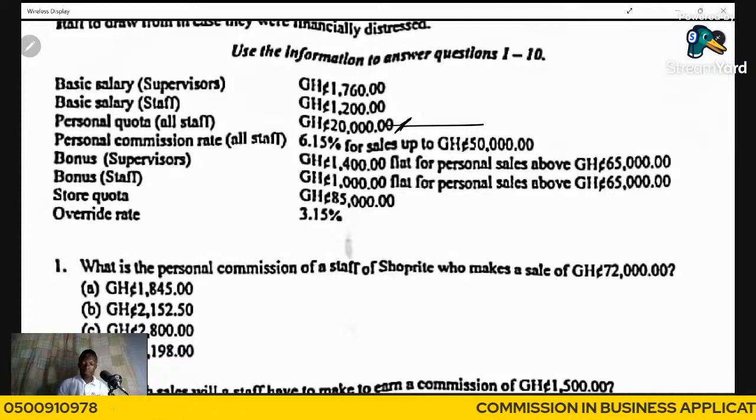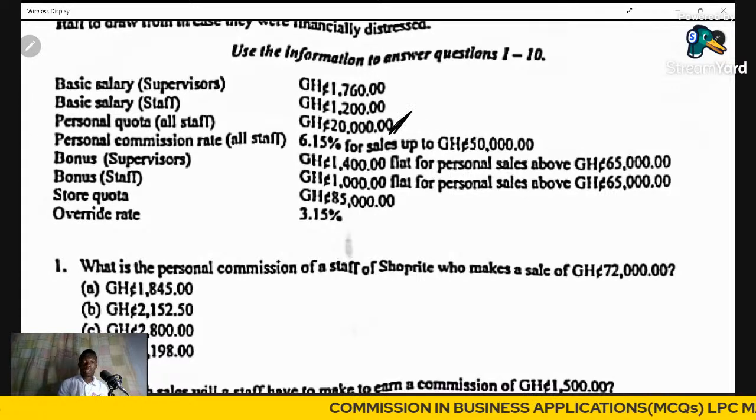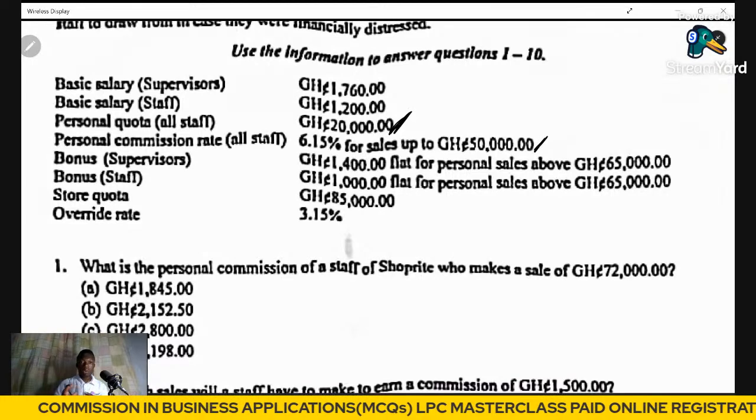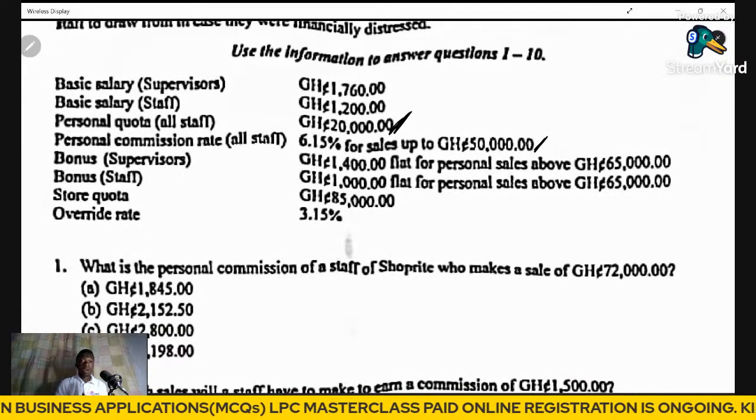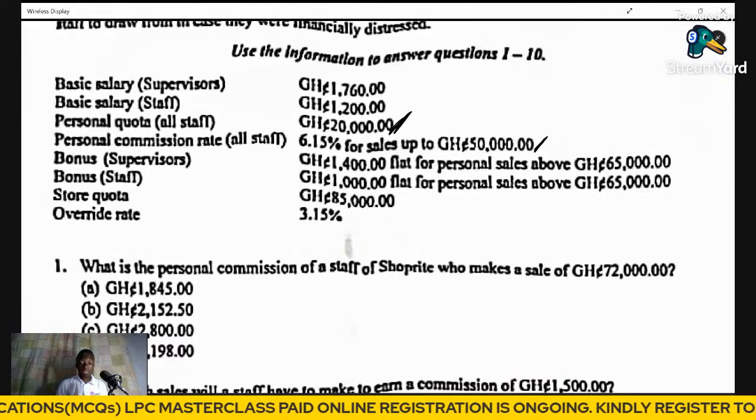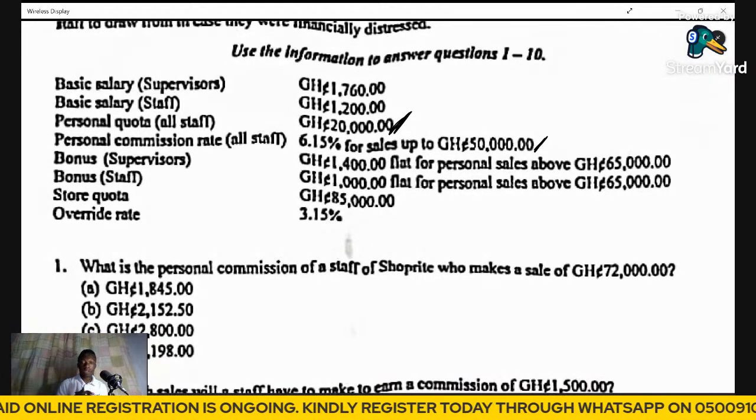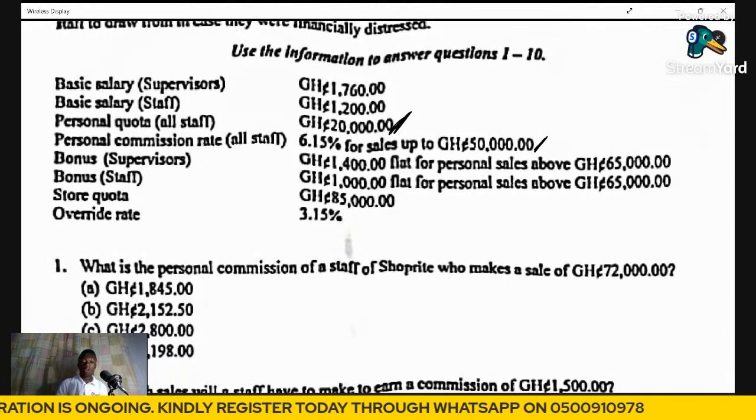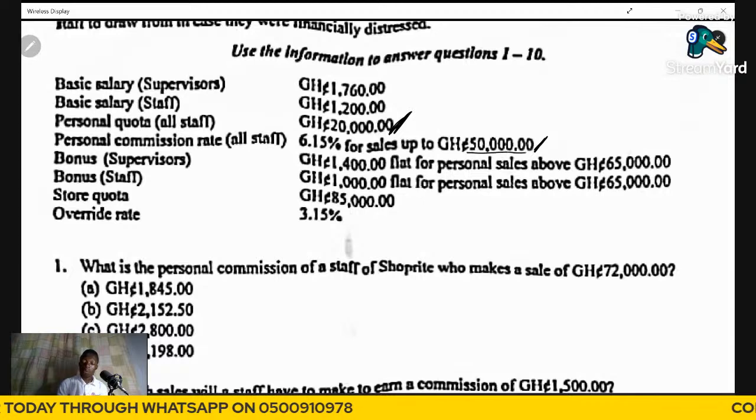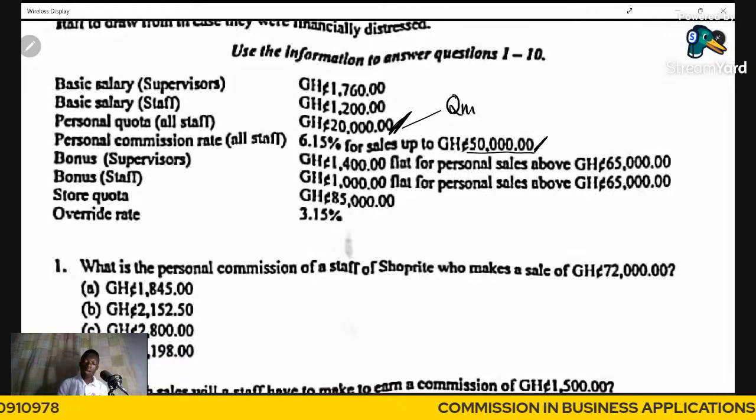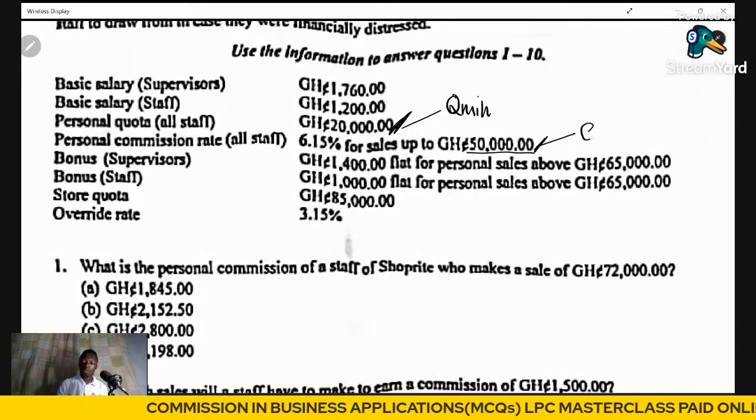And for sales that are above 20,000, up to sales of 50,000, that is the range at which a staff or a supervisor can earn a personal commission. So meaning that for you to qualify for a 6.15% full commission, you should have sales that exceed this quota. And we call this 20,000 the minimum quota, and we call this 50,000 the maximum quota.